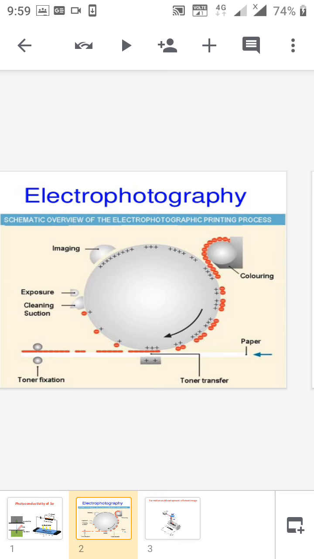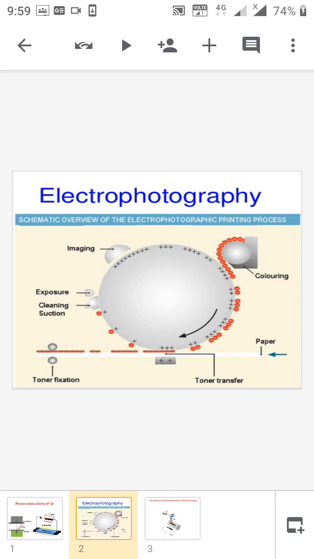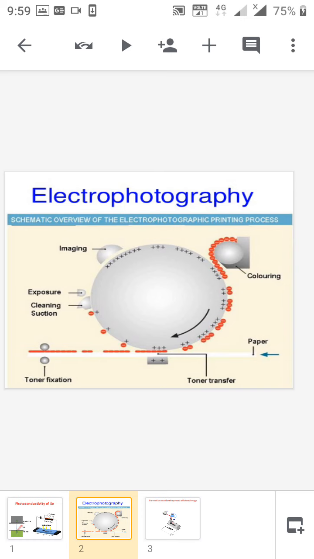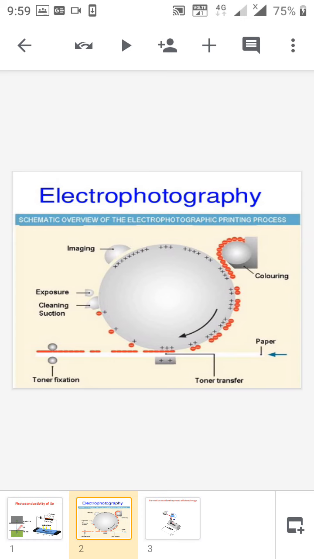The third step is the transfer of the image onto the print paper. The paper is moved parallel to the photoreceptor on which the image is formed by the negative charge, and the image is transferred using toner transfer. The last step is fixing, in which the toner particles carrying the developed image are fixed on the paper using heat and pressure. Thus, we get an image on the paper.